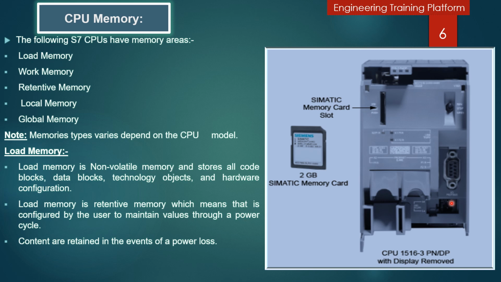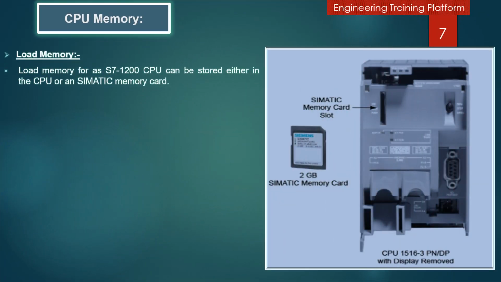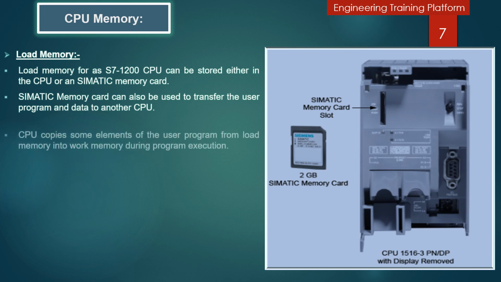Load memory contents are retained in the event of a power loss. Load memory for an S7-1500 CPU is stored on the memory card. Load memory for an S7-1200 CPU can be stored either in the CPU or on a SIMATIC memory card. A SIMATIC memory card can also be used to transfer the user program and data to another CPU.